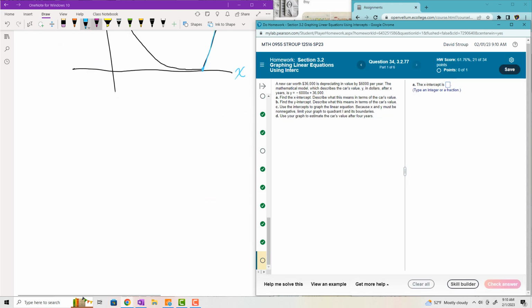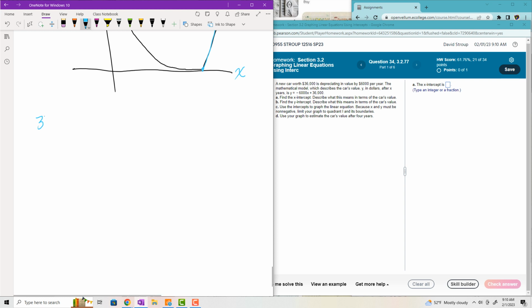Okay, another application. A new car is worth 36 grand and it's depreciating by 6 grand a year. So the variable amount is the 6,000. It's going down by 6,000, so you're going to make that negative 6,000 x, where x is the year. And then the fixed amount is what you pay for it, so that'd be $36,000, and that value will equal the value of the car after x years. And they give you that formula in the equation.